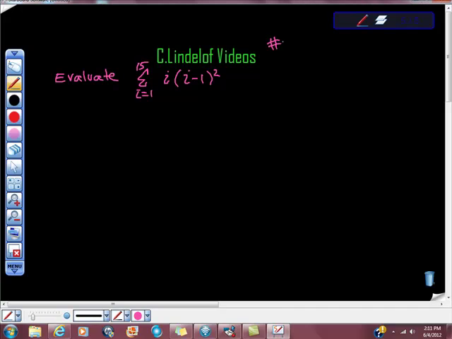Okay, problem number 19. Told you we're going to keep doing these things so we have it perfect. We're asked to evaluate the sum of i times the quantity i minus 1 squared as i goes from 1 to 15.